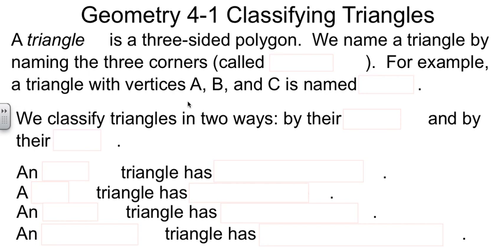The way we name triangles is by naming the corners. The technical term for corners is vertices. That's the term we're going to be using. But we name it by naming those 3 points. So if a triangle has vertices A, B, and C, we would call it triangle ABC.